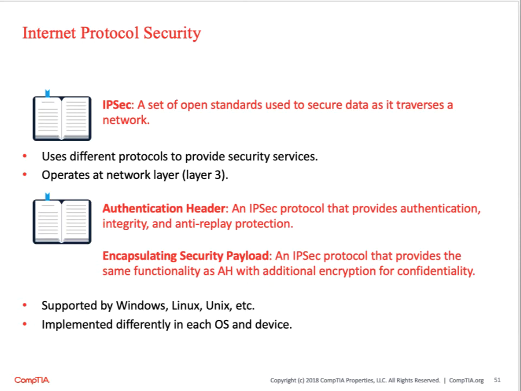The two main protocols in IPsec are the Authentication Header, which provides authentication for the origin of the transmitted data, as well as integrity and protection against replay attacks. And then it also has the Encapsulating Security Payload, which is ESP. This provides the same functionality as the Authentication Header, but it also adds encryption so that we have confidentiality in our transmitted data.